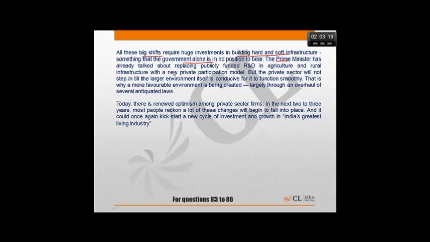The Prime Minister has already talked about replacing publicly funded R&D in agriculture and rural infrastructure with a new private participation model, but the private sector will not step in until the larger environment itself is conducive to functioning smoothly. This is why a more favorable environment is being created, largely by overhauling antiquated laws. Today, there is renewed optimism among private sector firms. In the next 2 to 3 years, most people reckon a lot of these changes will begin to fall in place, and this could once again kickstart a new cycle of investment and growth in India's greatest living industry.